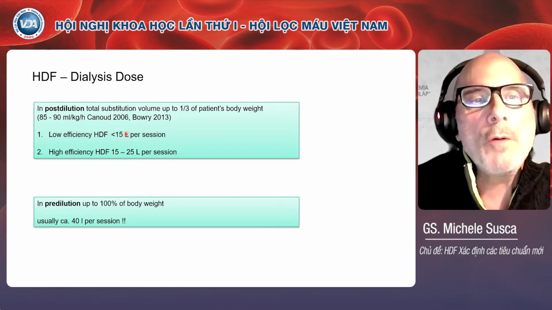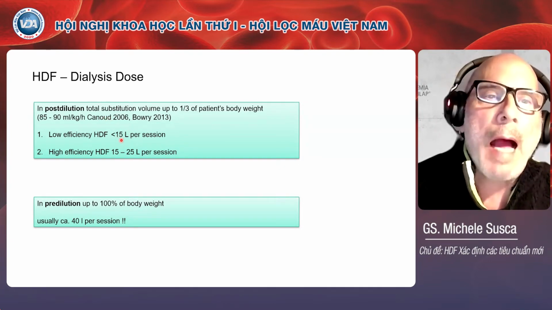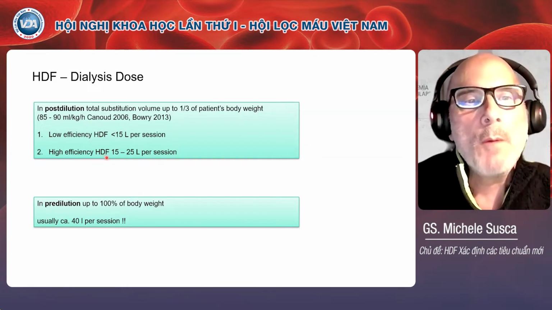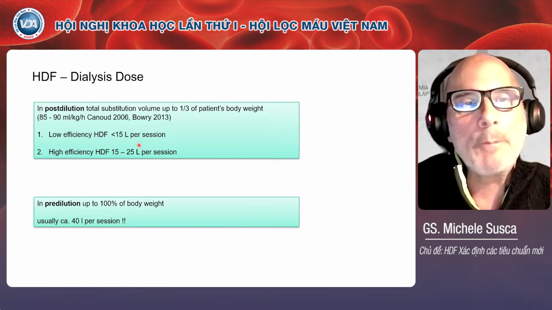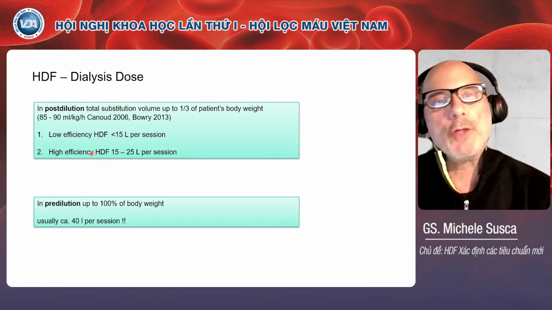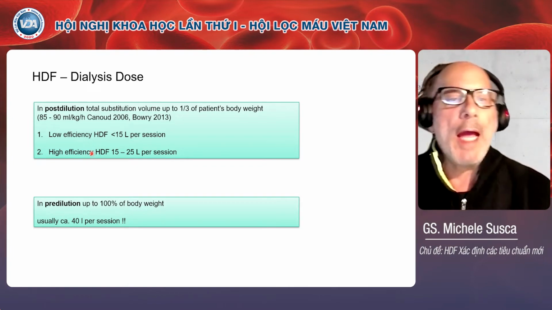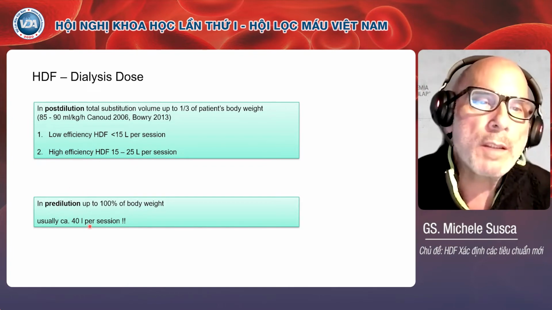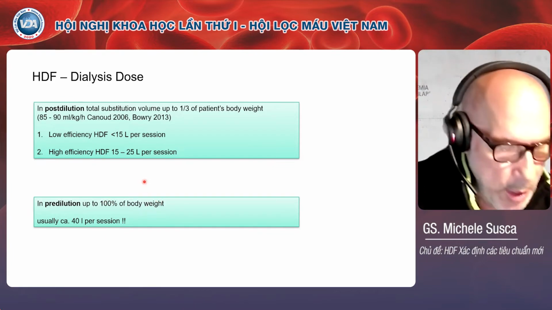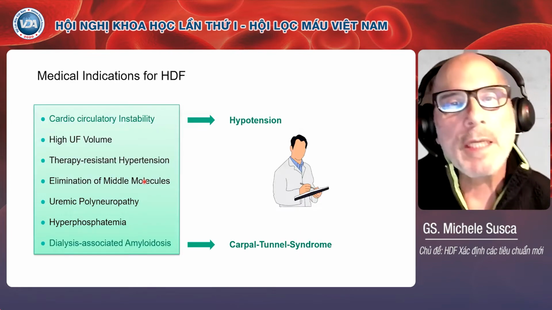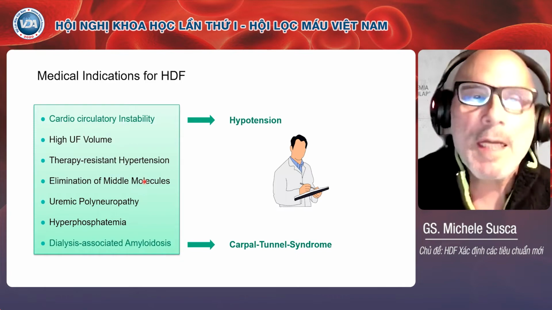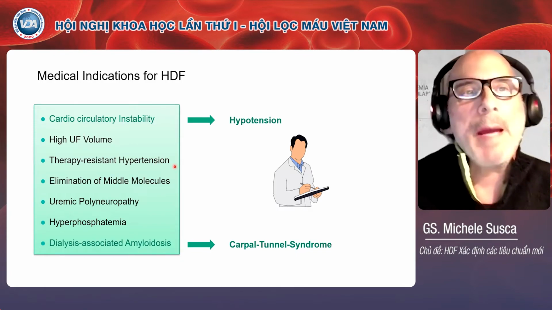When the substitution volume in post-dilution is up to 15 liters, we call this low efficiency HDF. When it is more than 15 liters, up to 25 liters, then we have a high efficiency HDF treatment. And this is pre-dilution down here, which I told you before already. Okay, good. So regarding the different terms, this is important to understand the clinical studies about such treatments. Medical aspect.